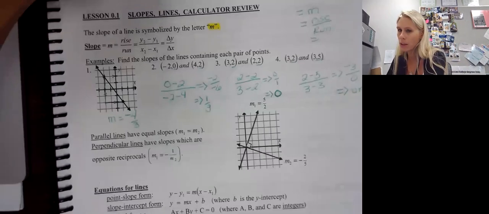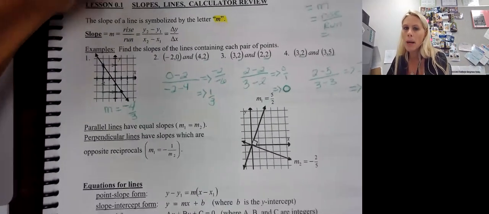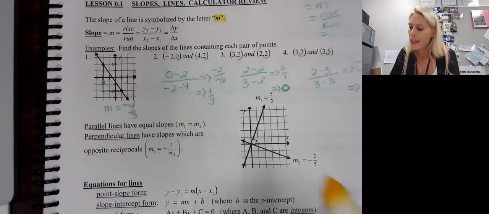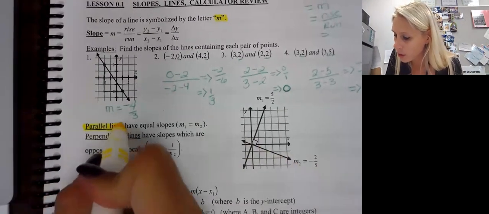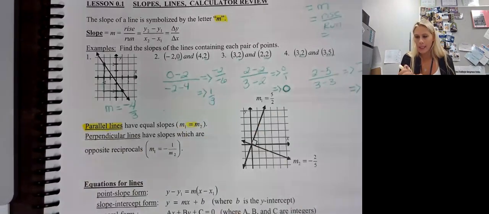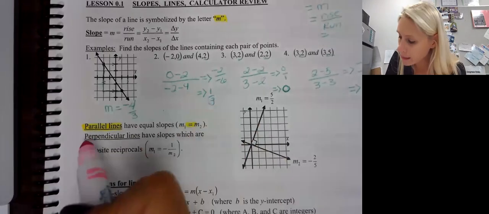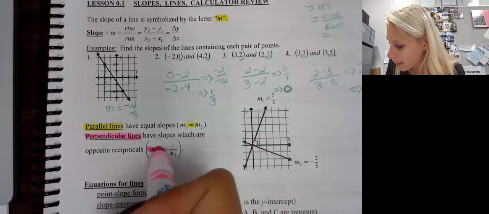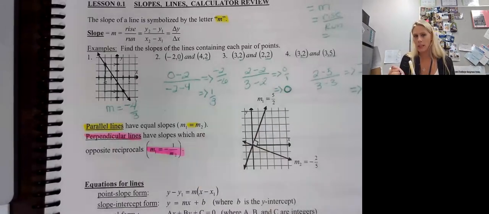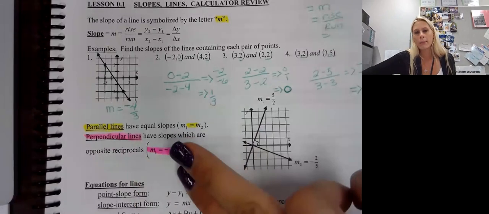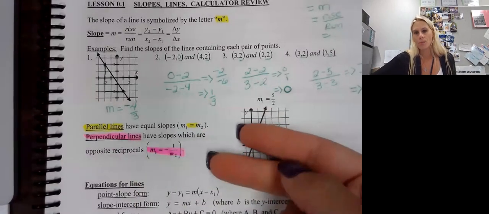All right, let's do a little bit of vocab here. So parallel lines. Parallel means that they are equal. So if we talk about parallel lines, the slope is equal. If we talk about perpendicular lines, that means the slope is opposite reciprocals. Okay, so opposite, so one's positive, one's negative, and reciprocal is you're flipping that fraction.